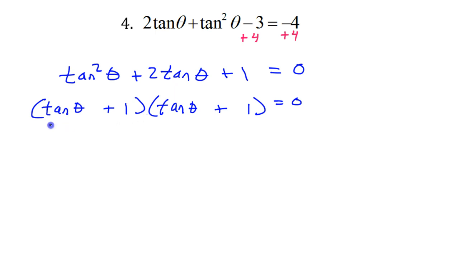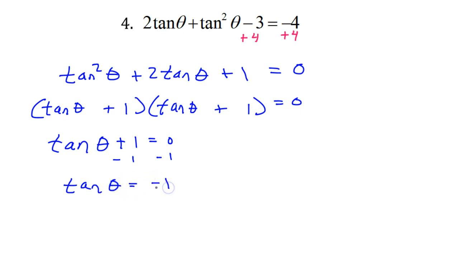So again, normally I would set both of these equal to 0 and get 2 different solutions. But because these are identical, I'm not going to solve it twice. So I will just set one of them equal to 0 and solve. So tangent theta plus 1 equals 0. We would solve this by subtracting 1 from both sides. So that's going to give me tangent theta is equal to negative 1.